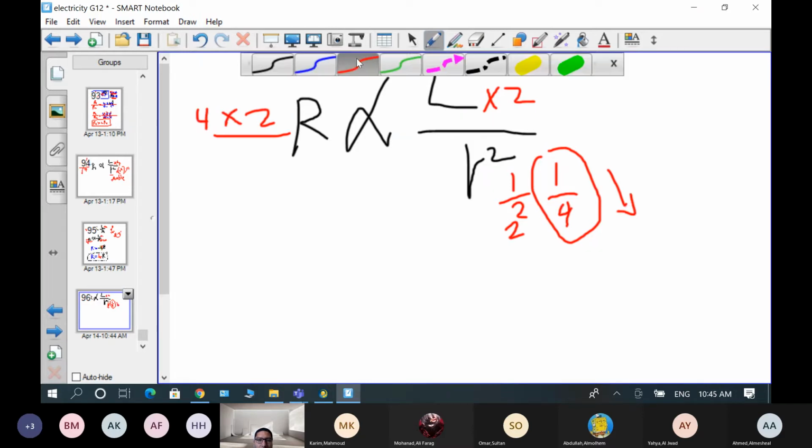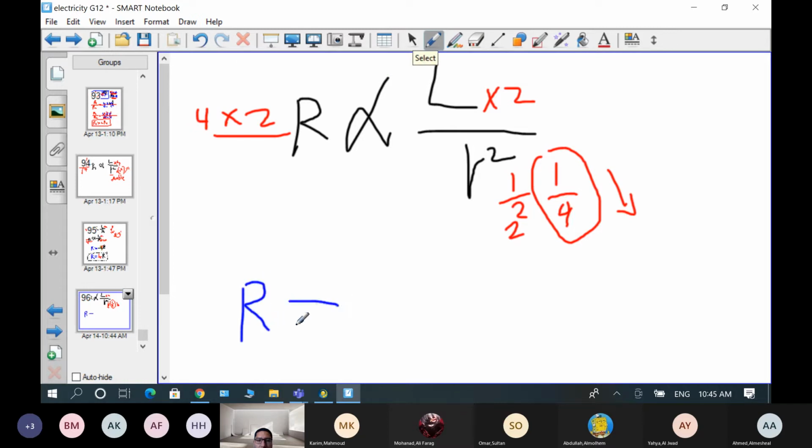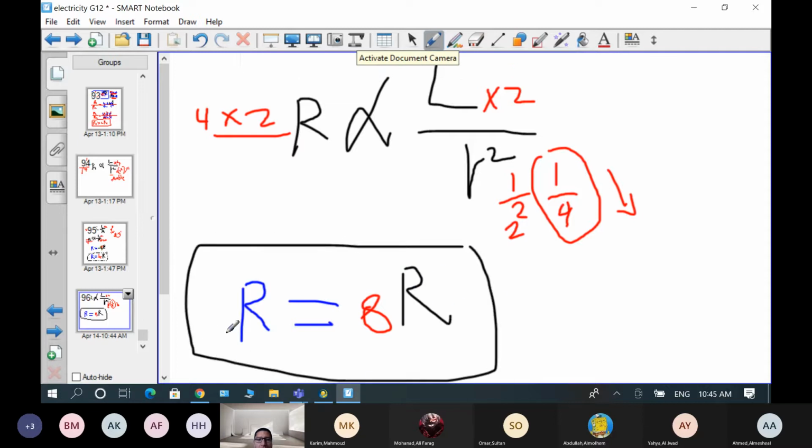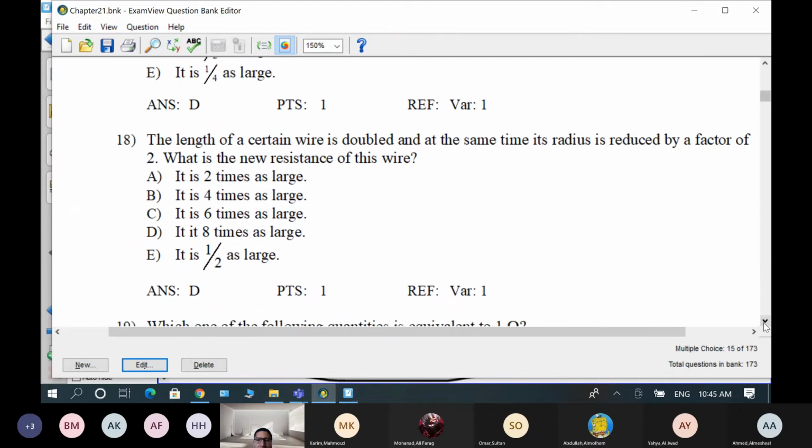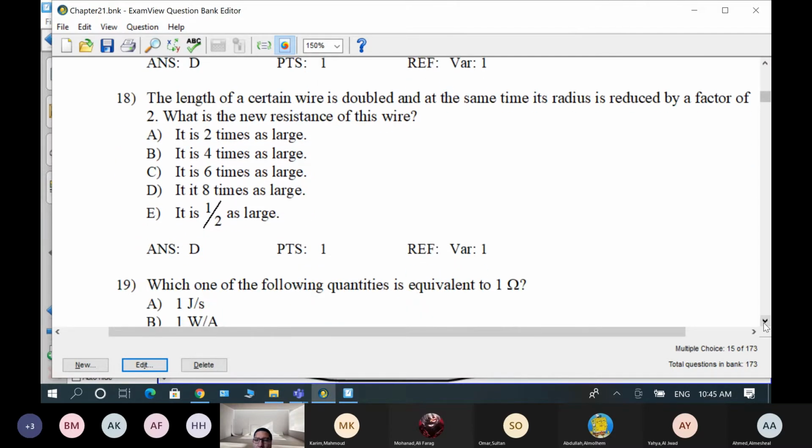So what is the new resistance, Omar, right now? R equals what? 2 multiplied by 4, which is 8, times the original one, which is R. So the new resistance equals 8 times the original one. So the answer is B, it's 8 times as large.